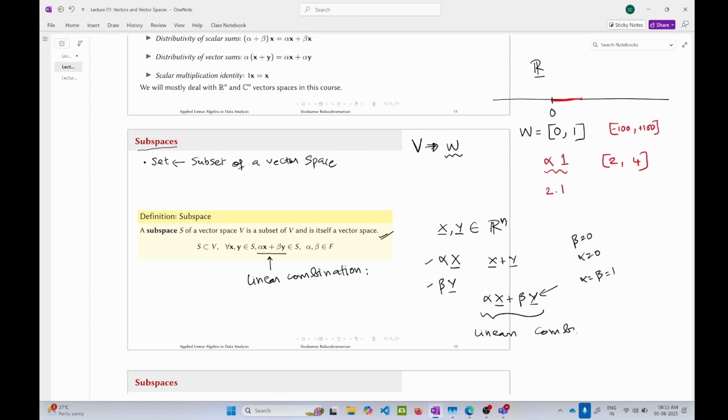It might seem trivial for the full space Rn, but if we take small parts of Rn, then this property of closedness makes sense. I have a small part of Rn, and I want to be able to do linear combinations of elements from that small part and still stay in that small part. So that's where closedness becomes relevant, at least in the context of subspaces. It's not as trivial as it seems when you consider the full space.